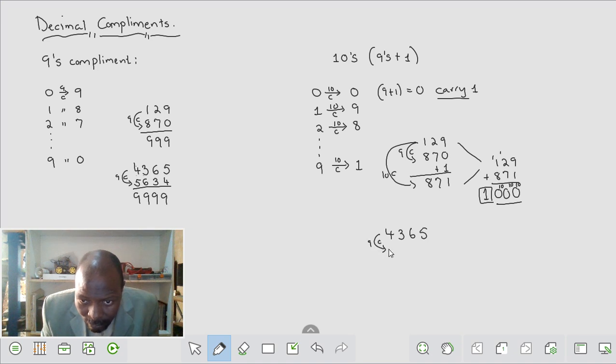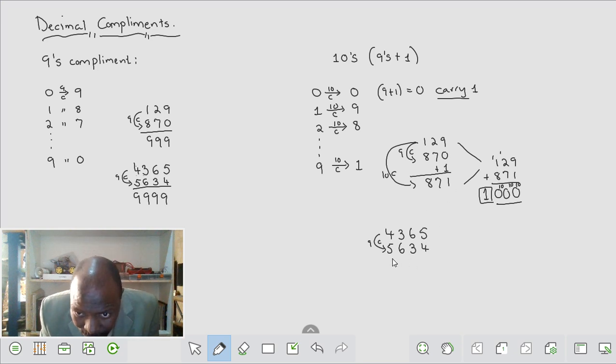2, 5 here, 6 here, 3 here, and 4 here, because that would give us a series of what? A series of 9's. If you add a number to its own 9's complement, it will give us a series of 9's. Here, if you add a number to its own 10's complement, it will give us a series of 10's. Well, zeros really, but it's 10's. It was 10, 10, 10, 10 in each case.